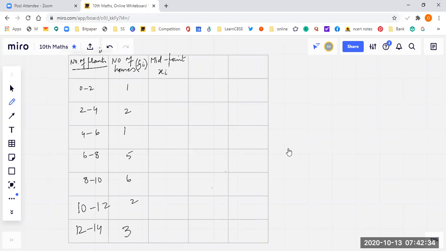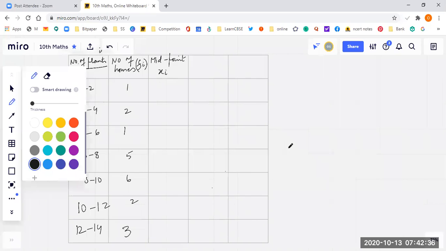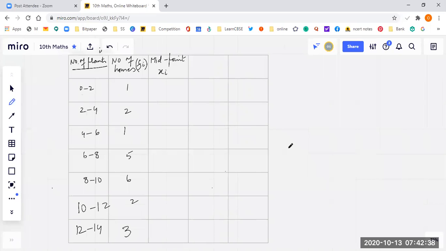So we want to find Xi. How will I find Xi, students? This is known as the lower limit, and this one is the upper limit. The formula is Xi equals (lower limit plus upper limit) divided by 2. So 0 plus 2 is 2, divided by 2 is 1. Obviously, it's very simple: the midpoint of 0 and 2 is 1.